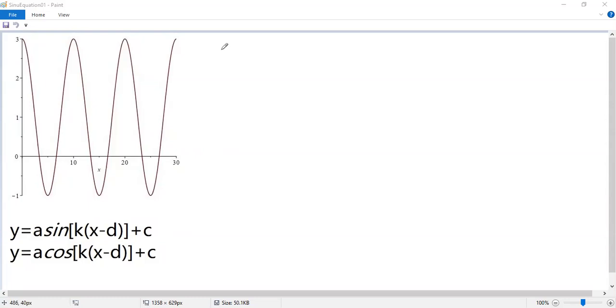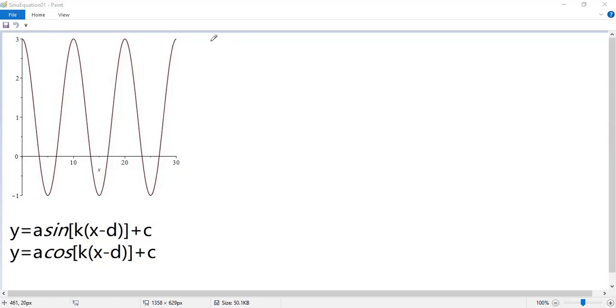Today, I want to focus on writing equations for sinusoidal functions. The equation of a sinusoidal function can be written as y equals a times sine or cosine of k times (x minus d) plus c, where a and k are determined by the amplitude and the period. D and c are determined by the horizontal shift and the vertical shift.